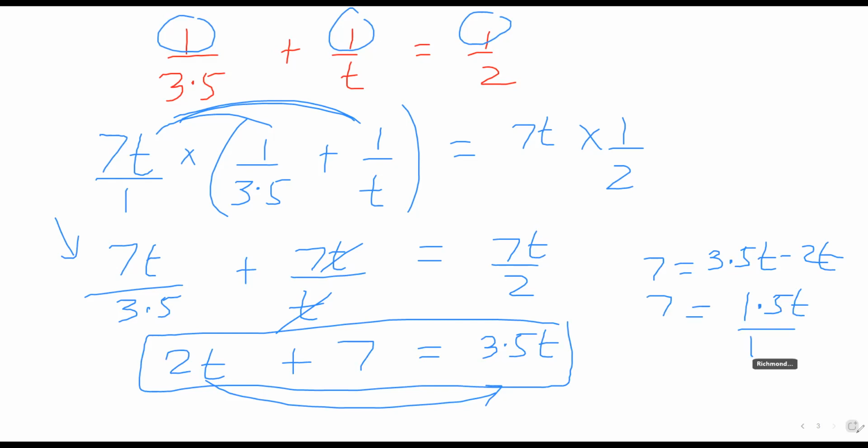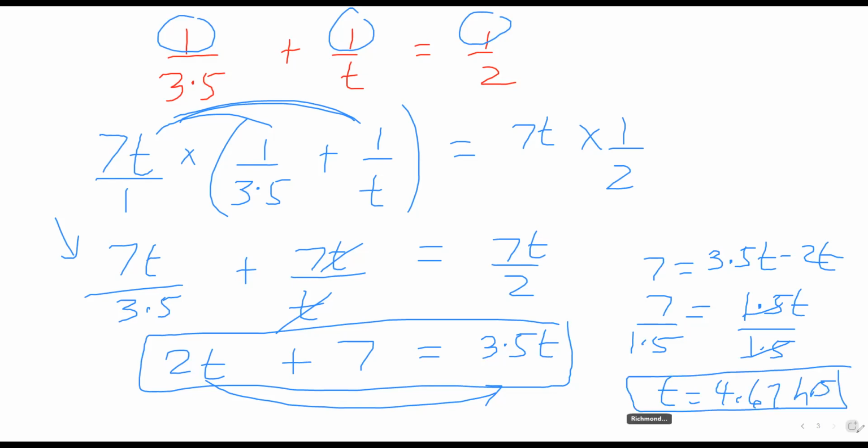I divide by 1.5. So this gives me 7 divided by 1.5, which is 4.67. So Jim takes 4.67 hours to rake the yard.